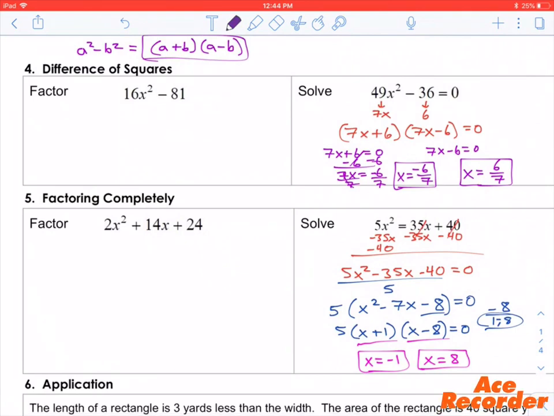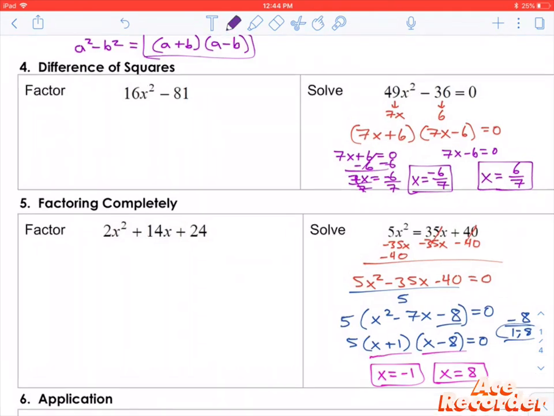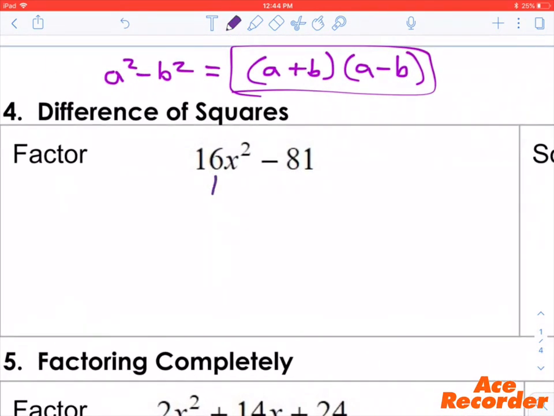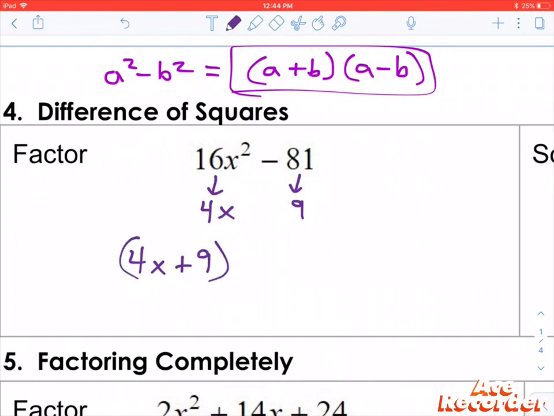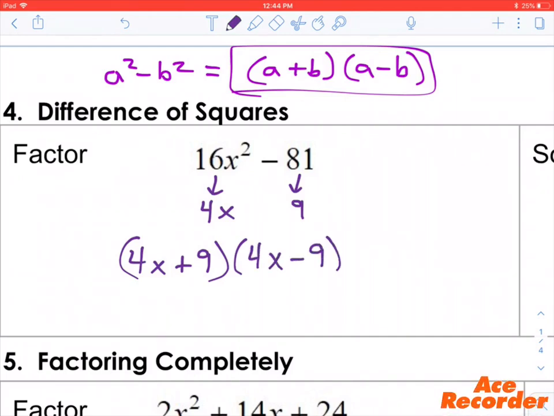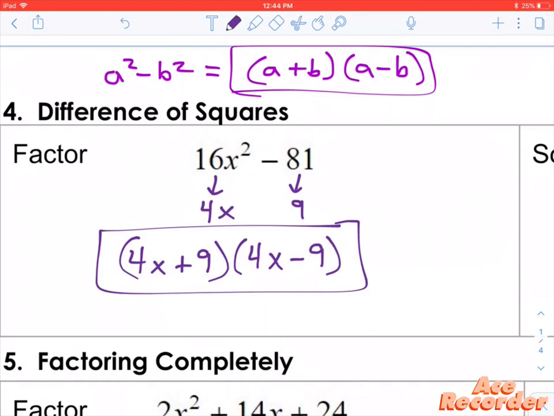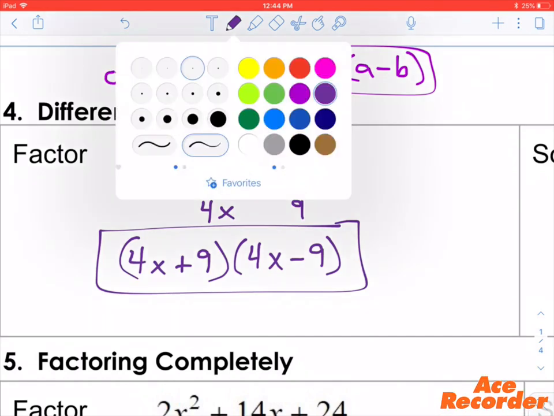So just like the right side, we're going to do difference of squares, but then we don't have to solve at the end. So the square root of 16 is 4, so 4x. And then 81 is 9. So 4x plus 9, 4x minus 9. But that's it. There's nothing else we need to do there once we factor, and we're done.